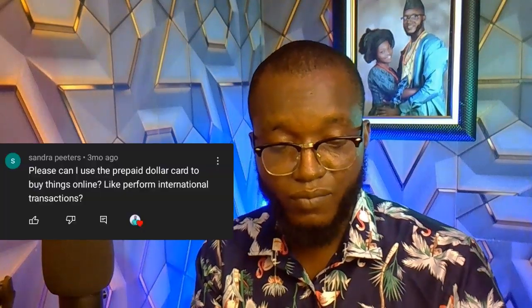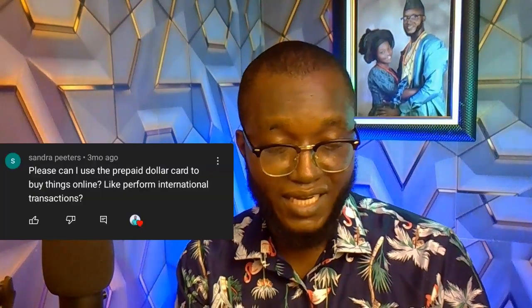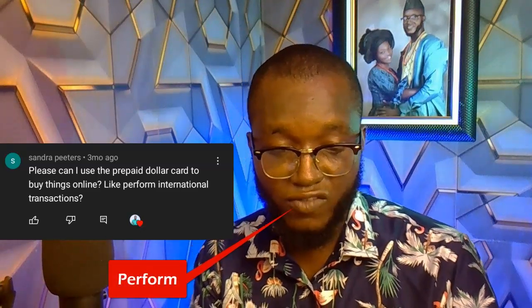Now this person says, please, can I use the prepaid card to buy things online, like on international transaction platforms? The answer is yes. You can actually use this UBA Prepaid dollar card to buy things online. I've used this card to buy things from websites that have Stripe integration. So if you want to buy something online and the integration on that website is Stripe payments, it's going to work perfectly fine. And I've also used this card to buy from AliExpress and it worked fine.